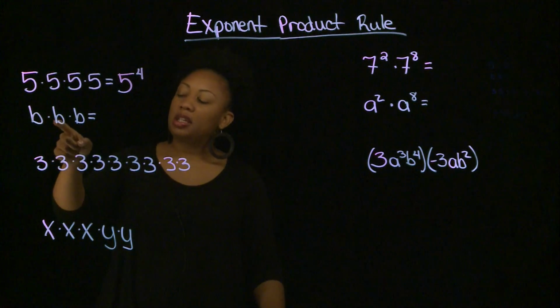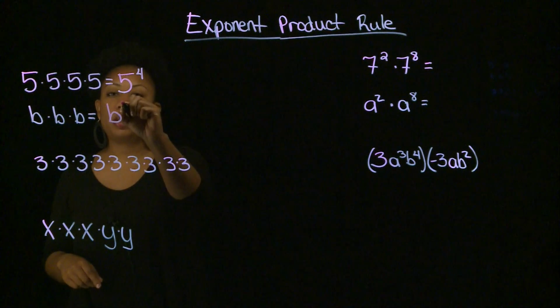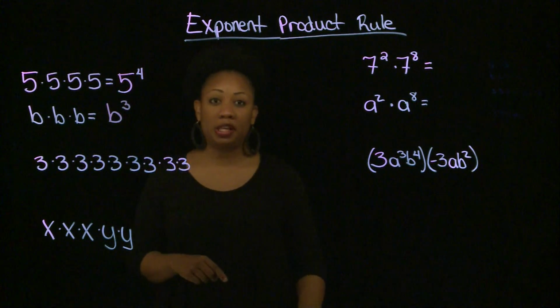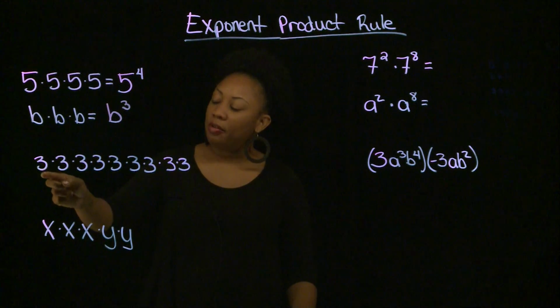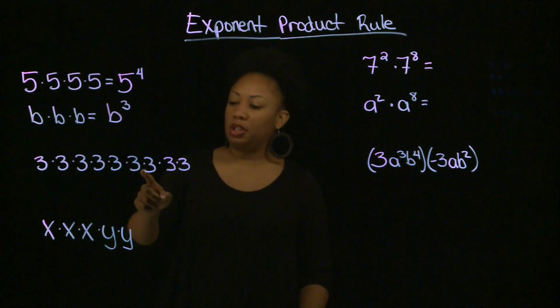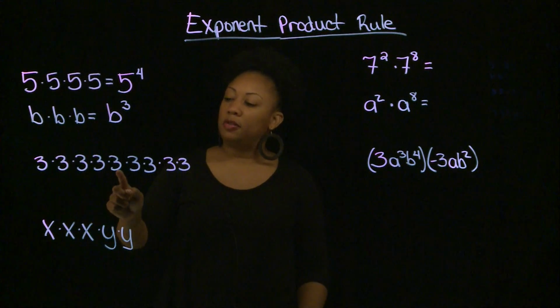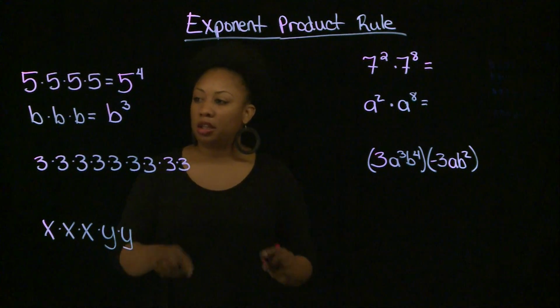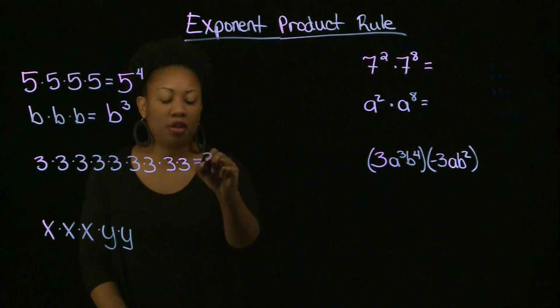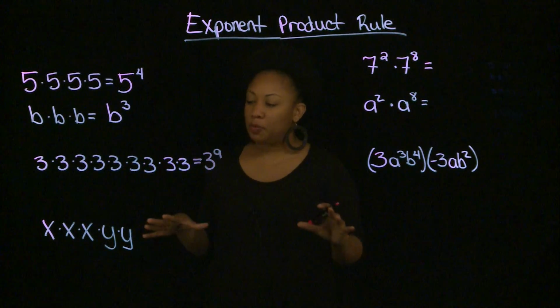I'm doing b times b times b, so I'm multiplying b by itself 3 times. I have 3 times 3 times 3 times 3 times 3 times 3 times 3 times 3 times 3. So we have 1, 2, 3, 4, 5, 6, 7, 8, 9. So this is going to give me 3 to the 9th. So that's the basis of exponents.